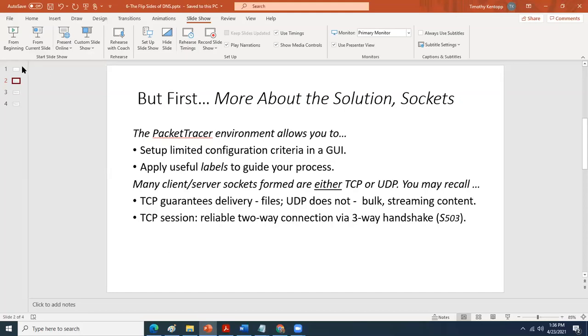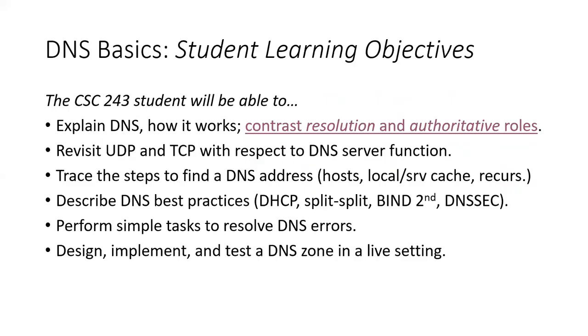So, moving right along. Today, we're going to explore more about DNS. We're going to explain DNS, how it works. We're going to contrast resolution and authoritative roles. We're going to revisit UDP and TCP with respect to DNS server function. Okay. So we're going to revisit this whole idea about the differences between those two layer 4 transport methods. And then we're going to retrace the steps that any system or device uses to find a DNS address.